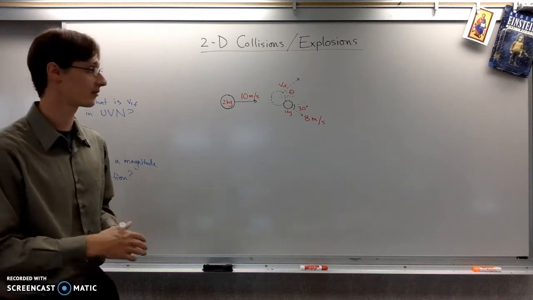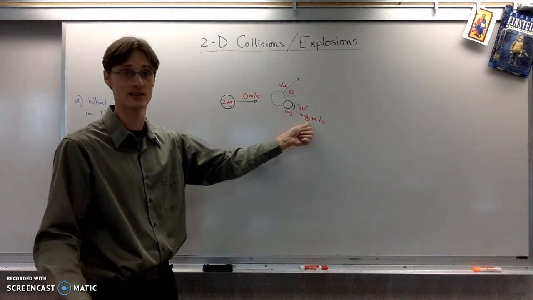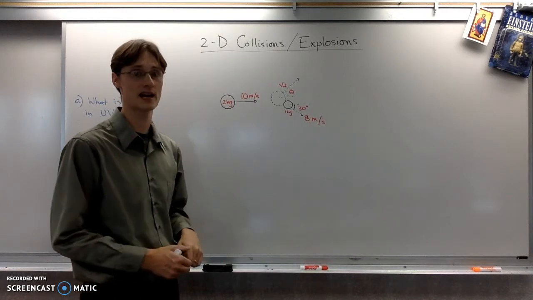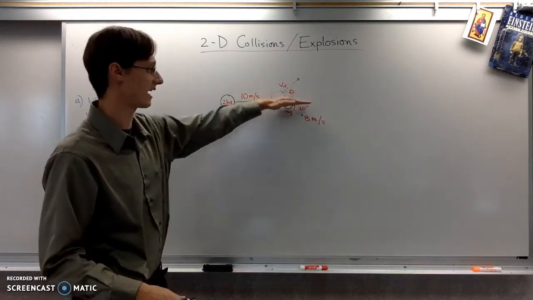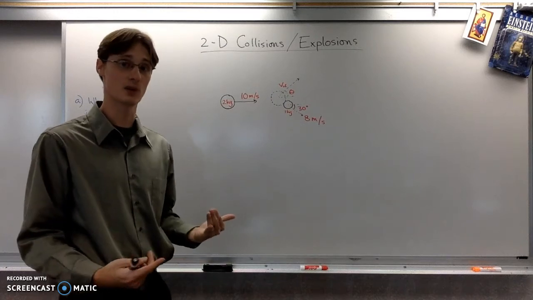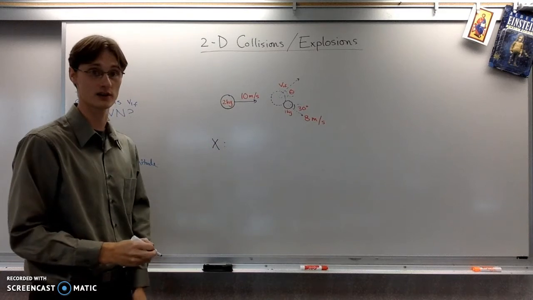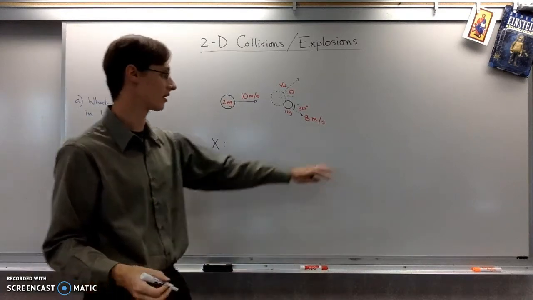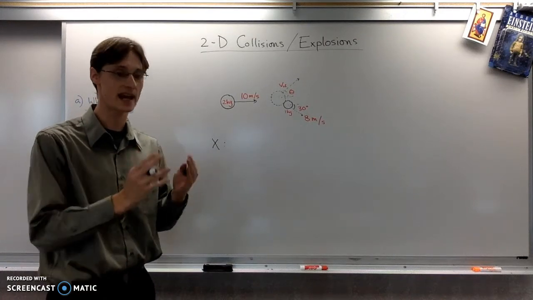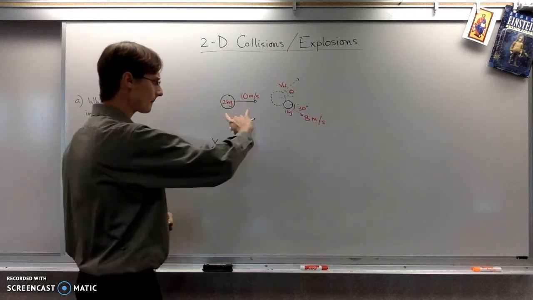nowhere in the various equations that you write are you just going to plug in this 8 as is. This 8 meters per second for the 1 kilogram object has components, right? It's got an x component and a y component. The x component is going to go in the x momentum equation, and the y component is going to go in the y momentum equation. But nowhere does the raw number, just 8, go into it. Okay, so let's start this.